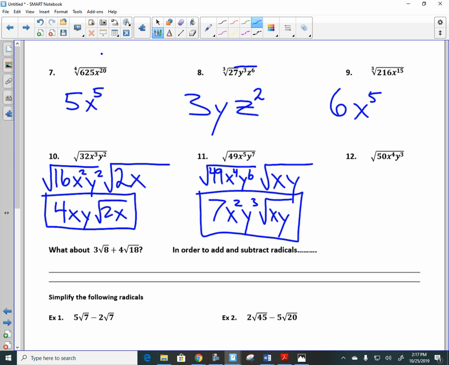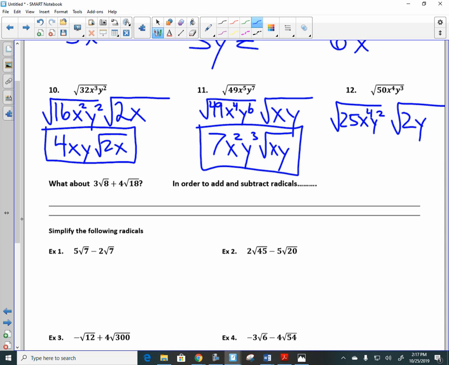Last one. Can you take the square root of 50? Nope. So how do I divide that up? 25 and 2, dos, which is Spanish for 2. X to the 4th. 5 x squared y squared root 2y.